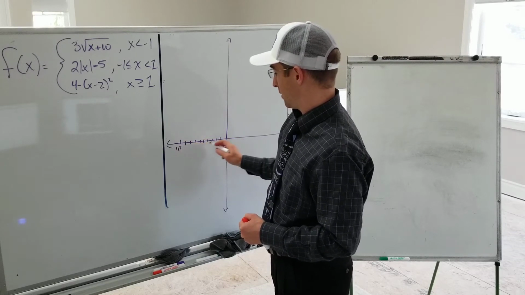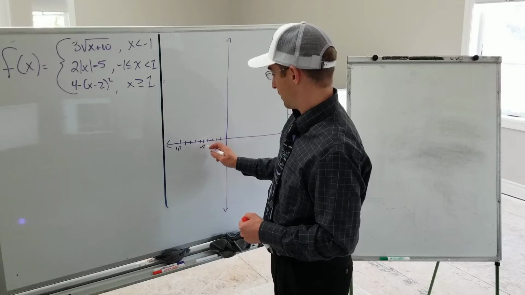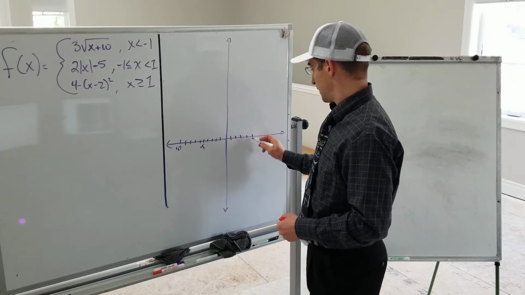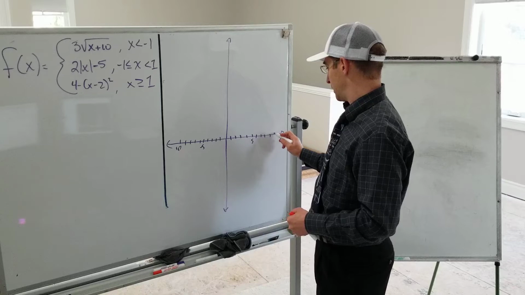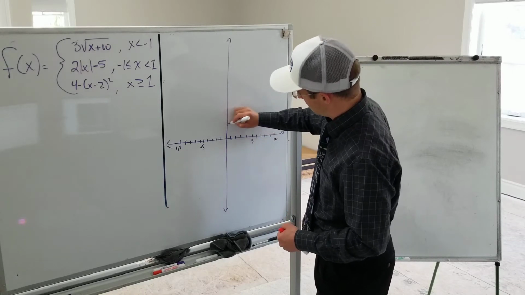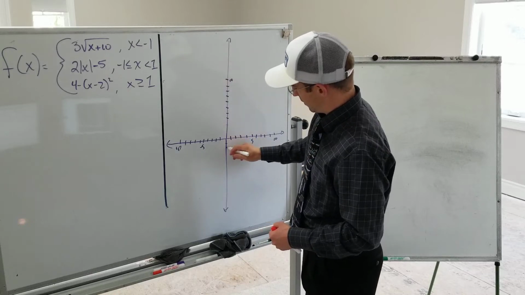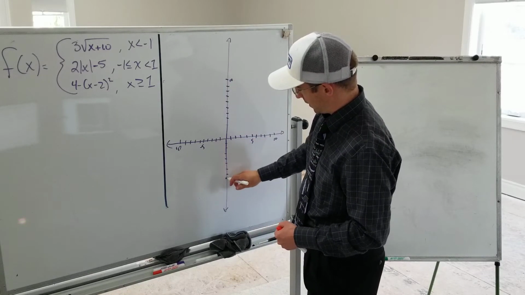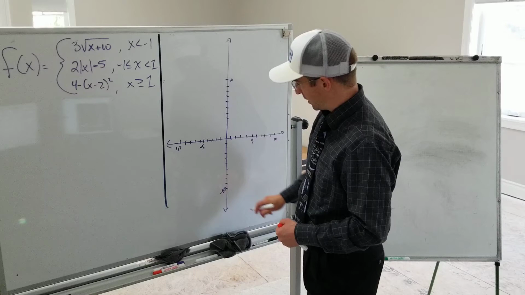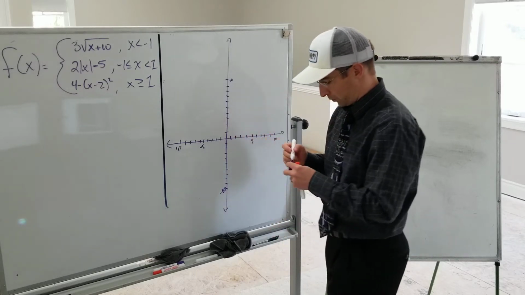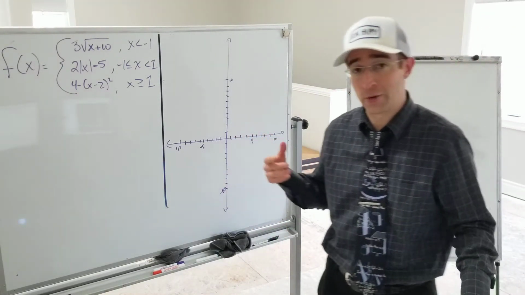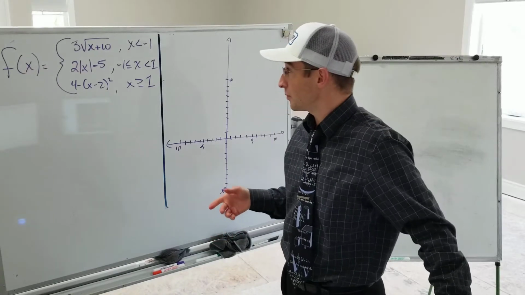10. 1, 2, 3, 4, 5, 6, 7, 8, 9, 10. All right, I got a nice little grid here. We're going to go ahead and go about graphing this.